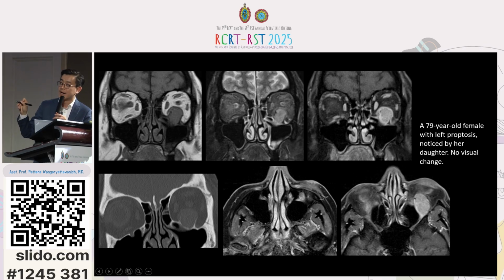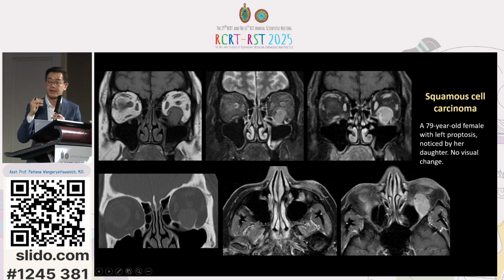So this was biopsy proven to be squamous cell carcinoma. And we thought that the primary tumor probably arises from the skin, just right below the eyelid. That is where the patient had a subtle skin cancer, and then the cancer spread back along the infraorbital nerve that supplies the mid-face. And she just came in with asymmetry of the left orbit.